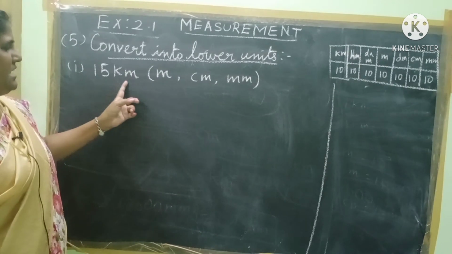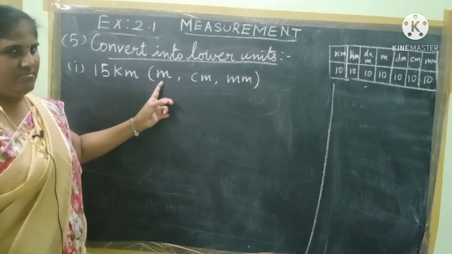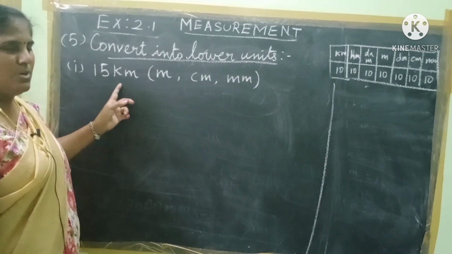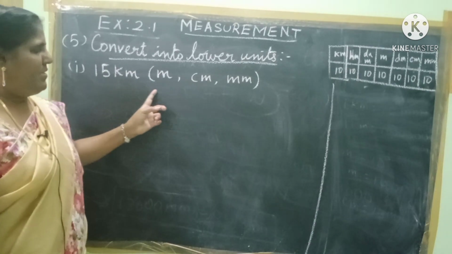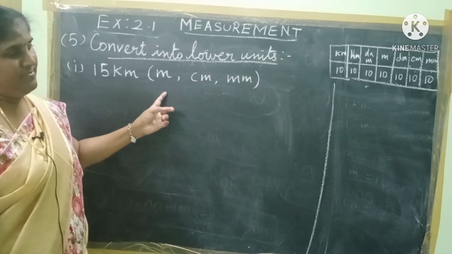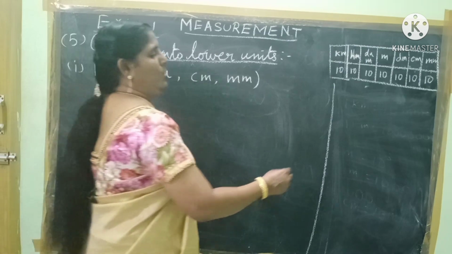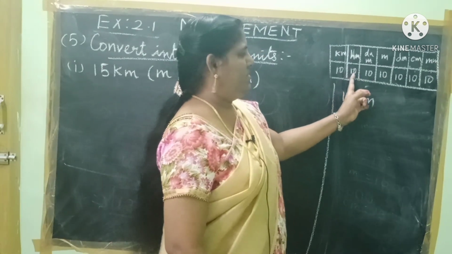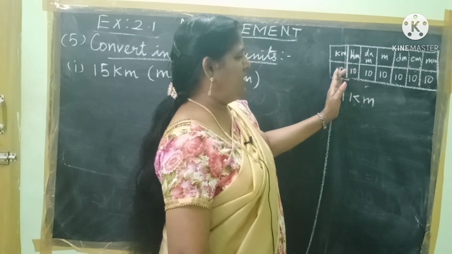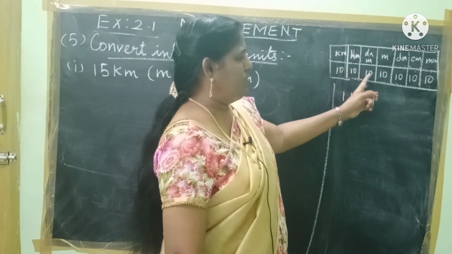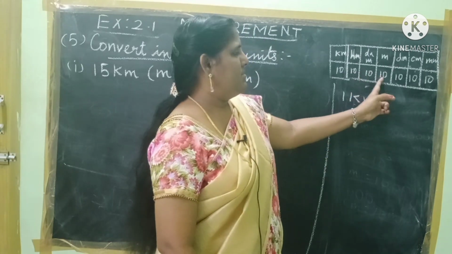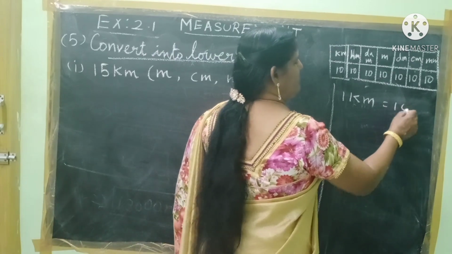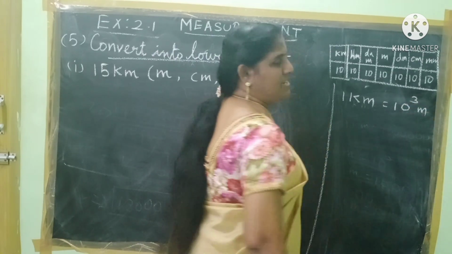What is the rule first? Kilometer into meter. I already told you, you find out kilometer to meter. What is the power of ten between kilometer and meter? So 1 kilometer equals, in between how many tens are there? Just leave kilometer. So 1, 2, 3. So power of 10, 1, 2, 3 means 10 to the power 3 meter.